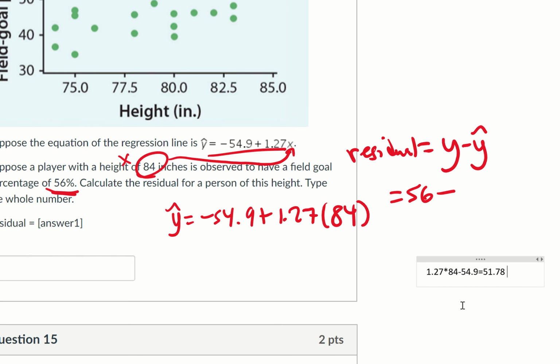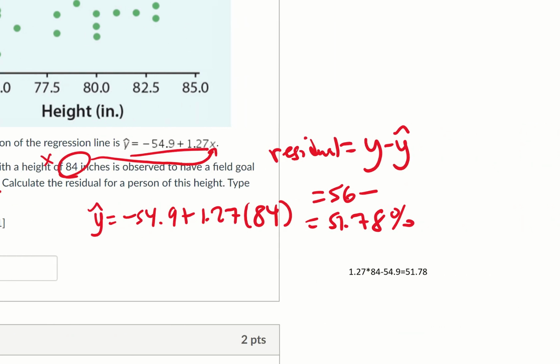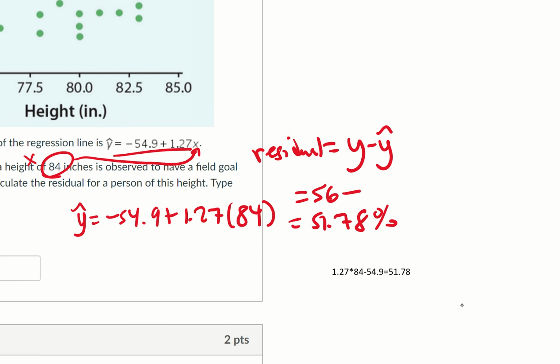Okay, so I get 51.78. And that is a percent. So 51.78%. Oops, yeah, that's the y hat. And so now that we got the y hat, we can go ahead and plug that in here for y hat. So we got 56 minus 51.78.